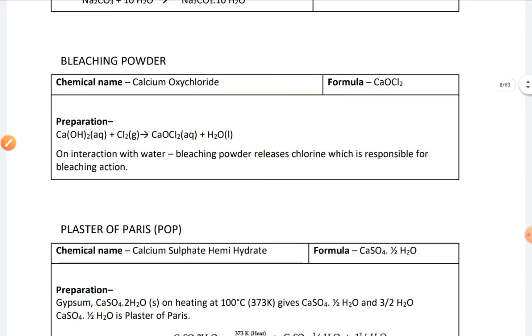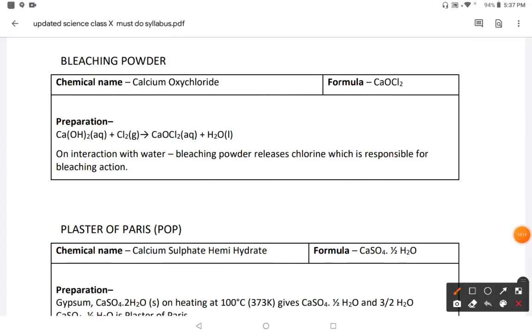Now the next one is bleaching powder. Very, very important. Sometimes it is asked as a 1 mark question. What is bleaching powder? The formula of bleaching powder is CaOCl2, calcium oxychloride. Ca means calcium, O means oxy, Cl2 means chloride. So it is called calcium oxychloride, chemical formula and chemical name. How is it prepared? This is calcium hydroxide. When chlorine gas is passed through it, it forms calcium oxychloride and water is also released. On interaction with water, bleaching powder releases chlorine, which is responsible for bleaching action. So bleaching powder is called calcium oxychloride.